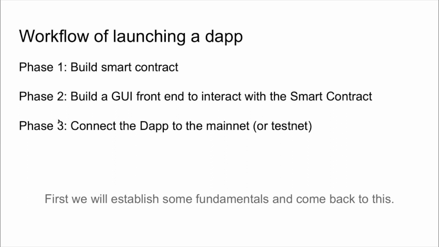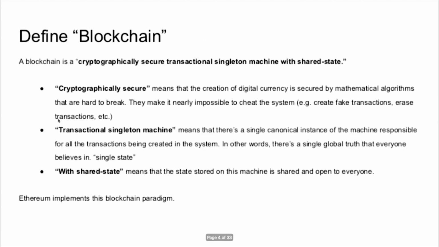Typically that's either a website or a native app that you have to download and host a node or whatever. And then the third step is to connect everything together and then put it on the blockchain, either on the mainnet or the testnet. It's the same process. But before we jump into those exact steps, I do want to establish a couple fundamentals.